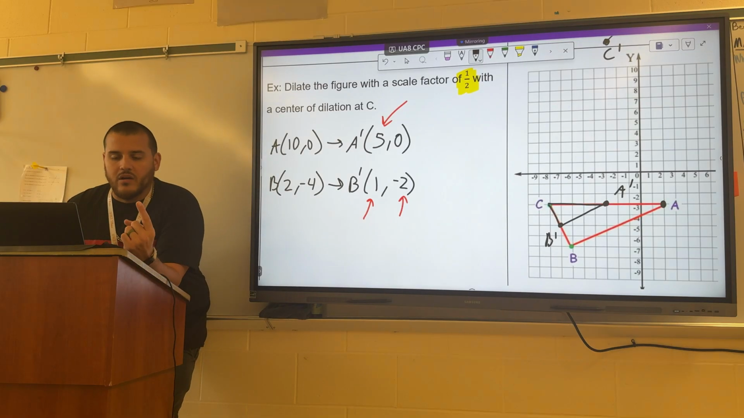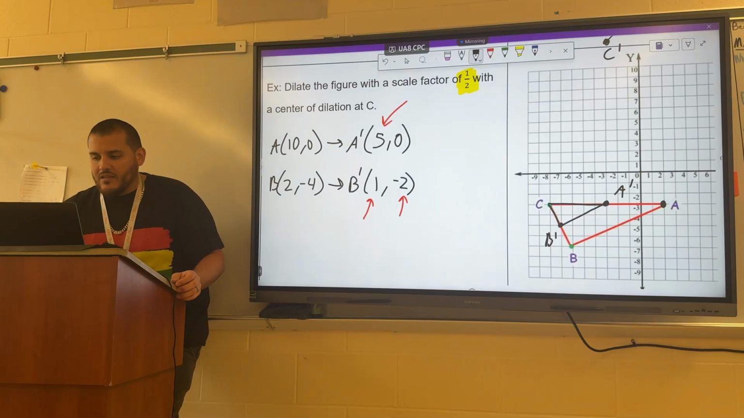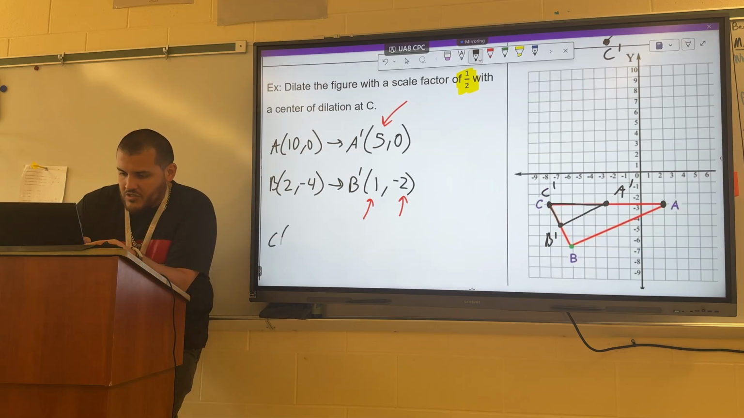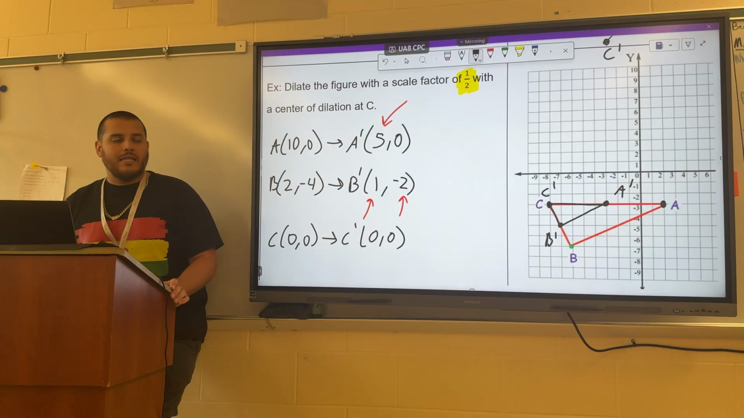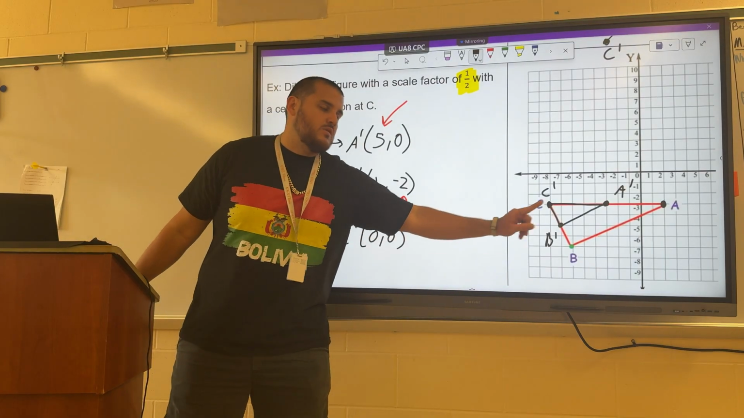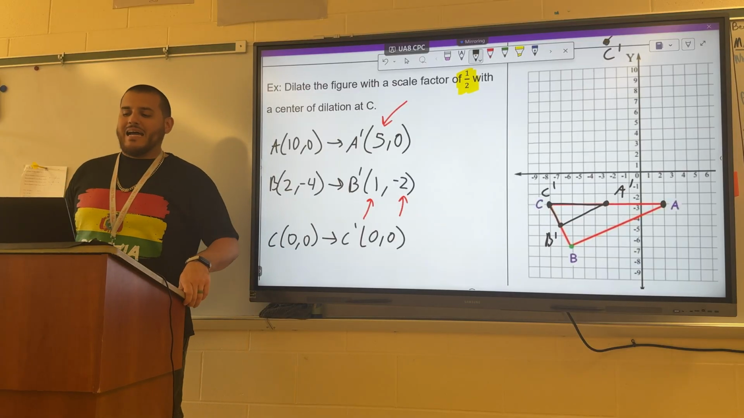Because if C is the origin, we're treating its coordinates as 0, 0. Since it is the center of dilation, its image will also be at the center of dilation. And I should mention that for you here. Again, if C is the origin of 0, 0, if we multiply zeros by the scale factor, they're still going to be at 0, 0, meaning that point is going to stay there at that same spot. This, again, is how we perform dilations when the center is not the origin.